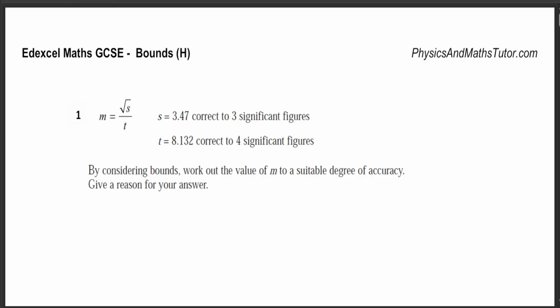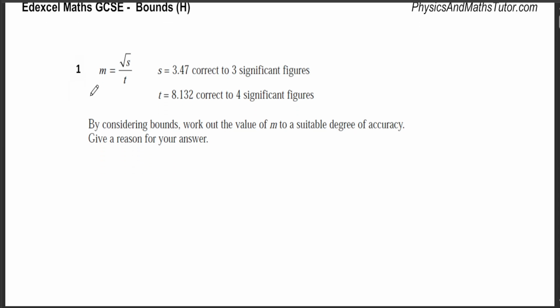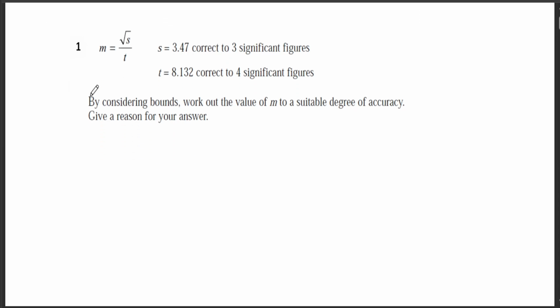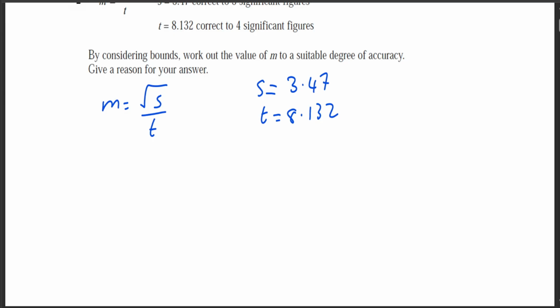So today we're going to do bounds, a very simple topic for GCSE Edexcel. So just stay tuned. Question 1: we have m is equal to the root of s over t, where s is equal to 3.47 and t is equal to 8.132. The first is correct to 3 significant figures, the other is corrected to 4 significant figures. By considering bounds, work out the value of m to a suitable degree of accuracy and give a reason for your answer. Okay, so let's find the upper limit and the lower limit.